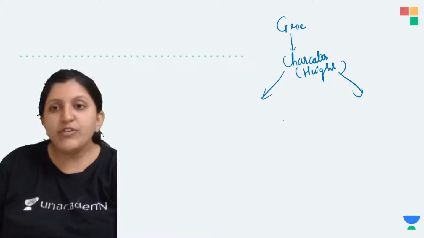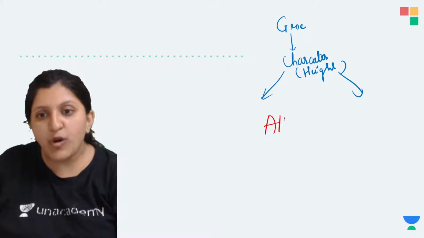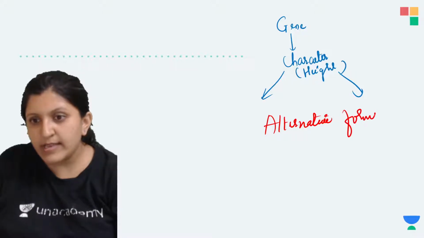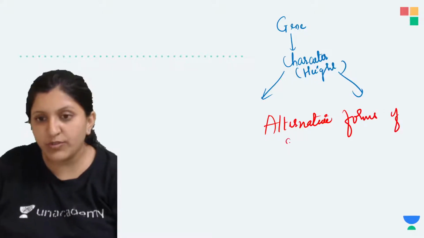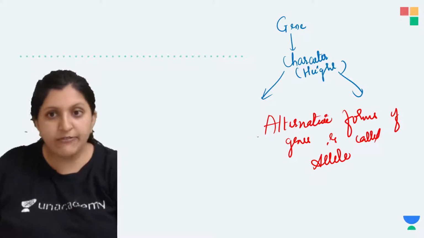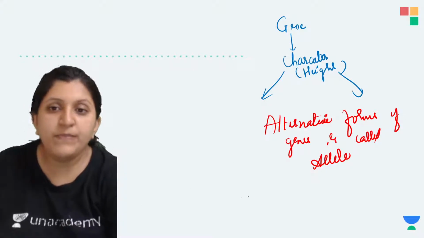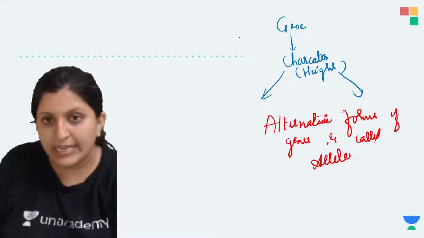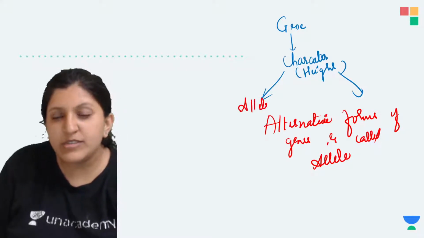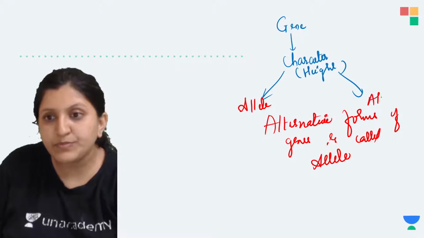Now, alternative forms of a gene are called alleles. So this pair of genes is called alleles. In the same way, alternative forms of a character. So gene is there, allele is there. So this is the allele now.